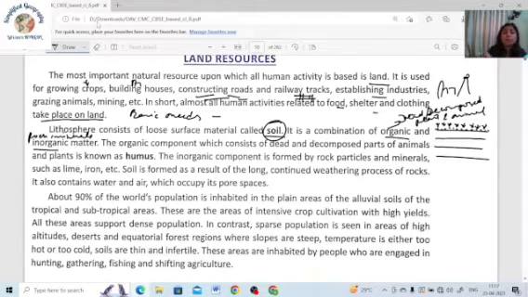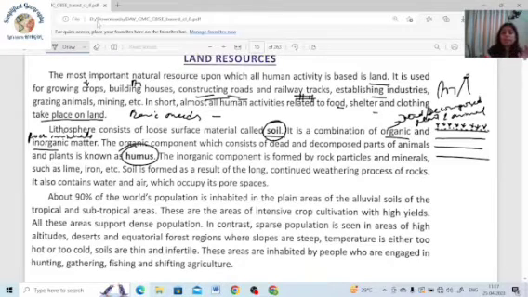Organic components which consist of dead decomposed parts of plants and animals are known as humus. Some soil you will find very rich in humus, dark in color. Some soil you will find that its humus content is less. This is how we can segregate soil into two parts.